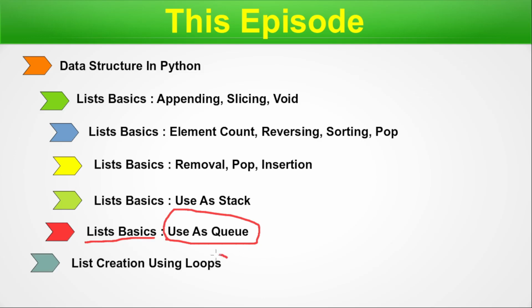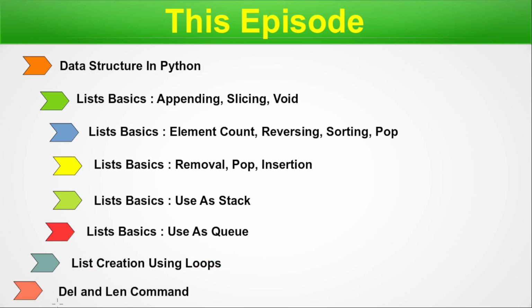Next, we will create the list using loops. That is, we will do the generation of the list using loops. Next, we will explore the delete, that is the del, and the length, that is the len command, which can be used for a list to delete elements and find out the length of a list. So that's the menu for today. Without any further delay, let's begin.